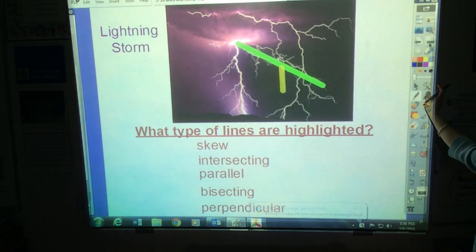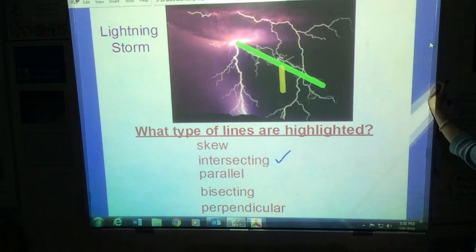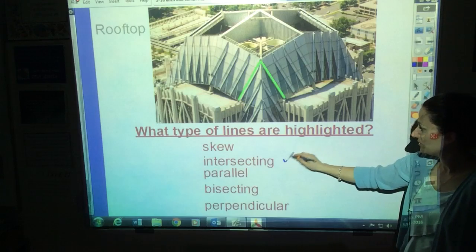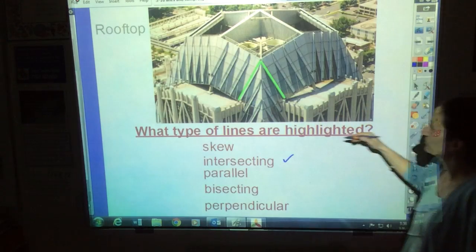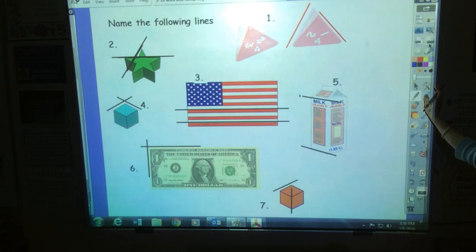What type of lines are highlighted here? In the lightning zigzag strikes, we can see intersecting lines. How about here on the side of this structure? Again, you can see intersecting lines. These lines are intersecting, they're crossing, they're touching each other. Take a look at these examples, and at this point you can pause the video and see if you can identify the lines in the figures 1 through 7 here. Unpause it when you're finished and we'll talk about what lines you see.